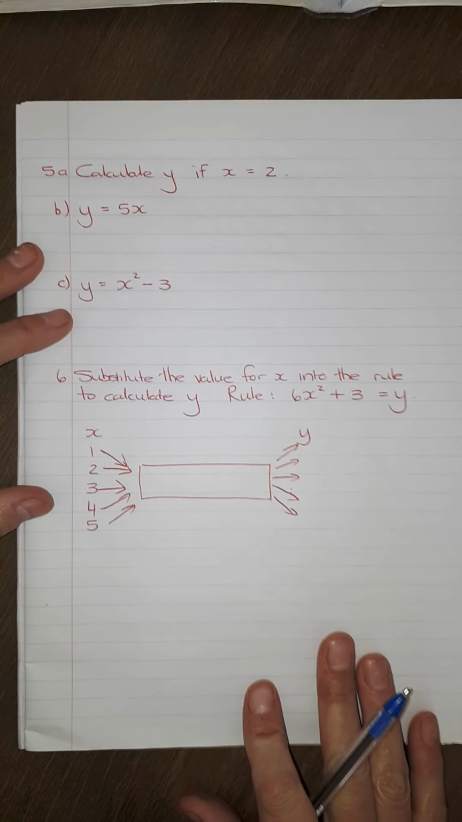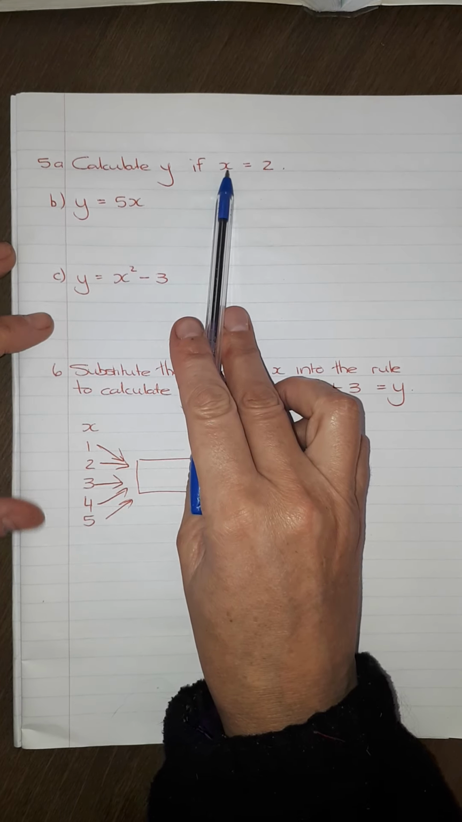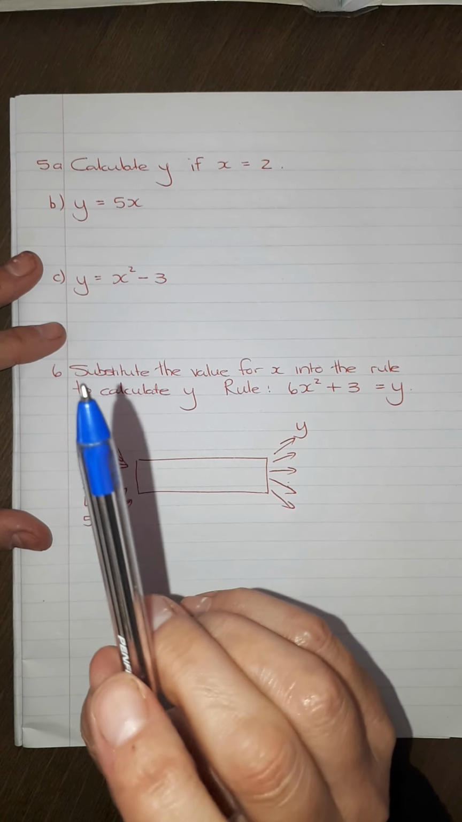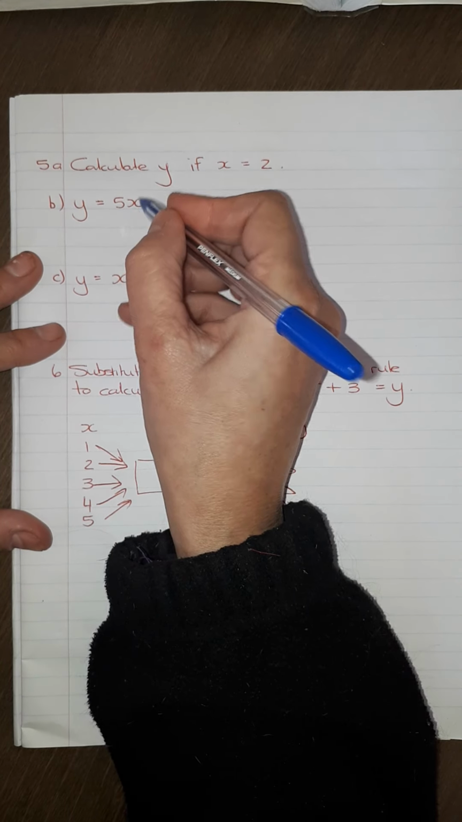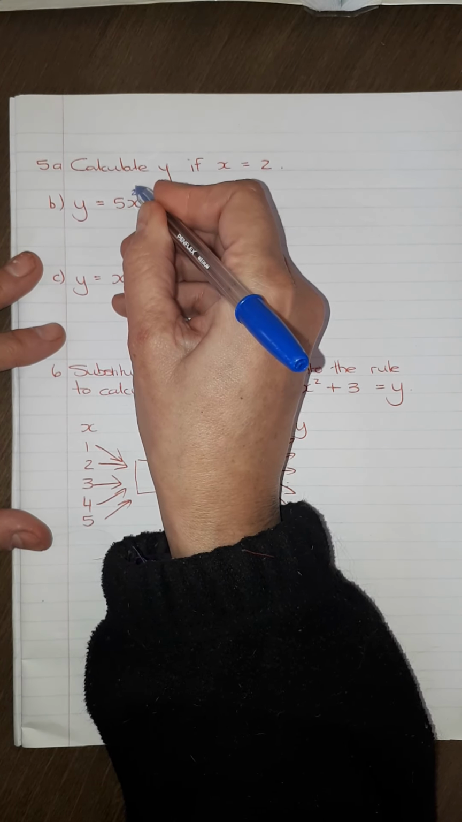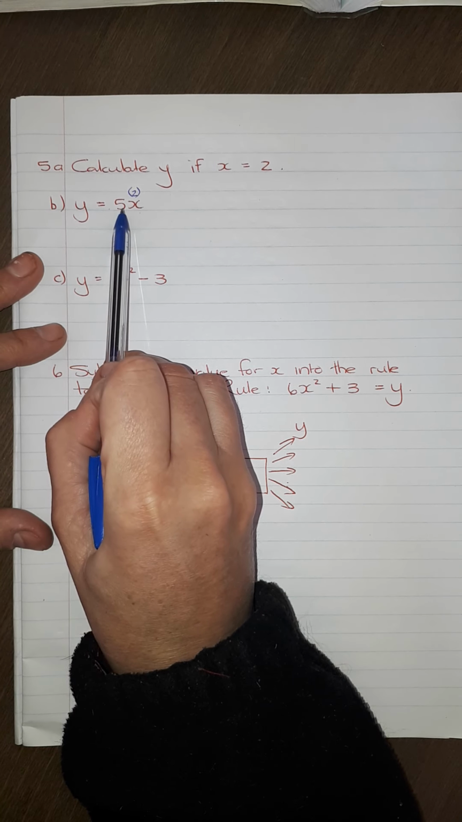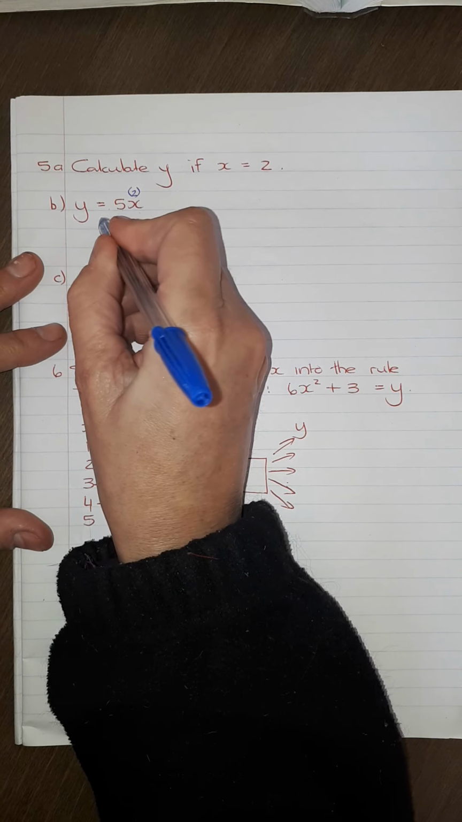Okay, number 5. Now in number 5 they said, calculate y in each case. If x is equal to 2, so here I have it. X is going to be equal to 2, so all I need to do is substitute my x with a 2. So in the place of the x, I write a 2. So this is the same as y equals 5 times 2. 5 times 2 equals 10.